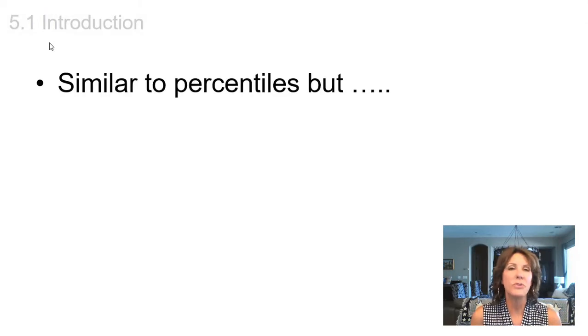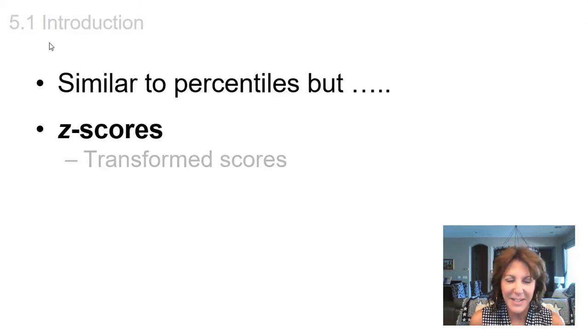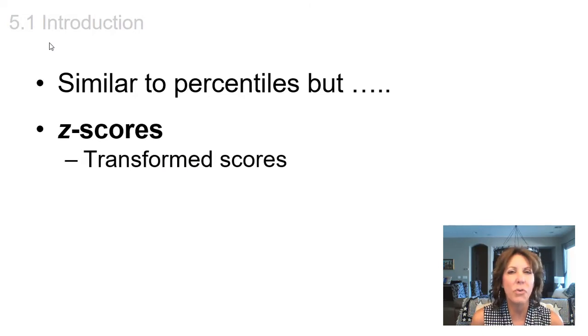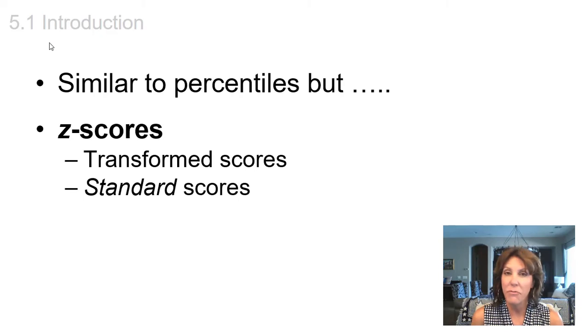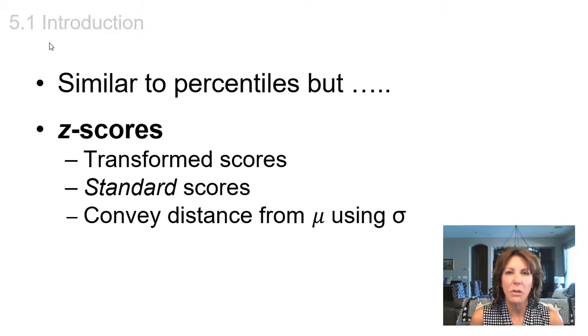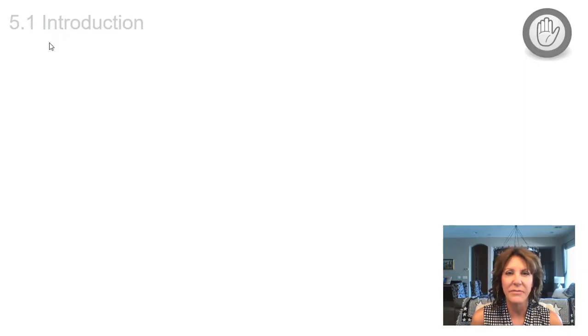So z-scores are similar to percentiles, but z-scores are what we call transformed scores. Percentiles are based on the raw score, but with z-scores, we take that raw score and we transform it. And the special name for this transformation is called standard scores. And standard scores convey the distance from the mean using standard deviation. So this is how we determine the address. We figure out how far away from the mean any score is in standard deviation units.